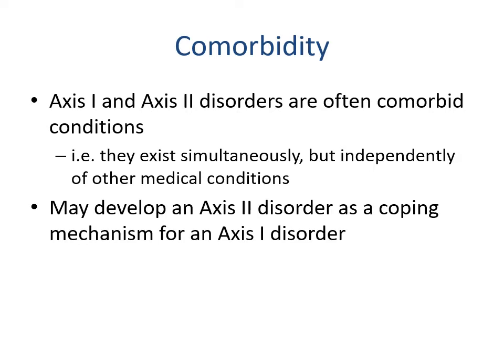Now, what we also have is comorbidity. As a concept from mental health, it is the fact that Axis 1 and Axis 2 disorders are often comorbid conditions. So they exist simultaneously, but independently of other medical conditions. Or someone may develop an Axis 2 disorder as a coping mechanism for an untreated or unresolved Axis 1 disorder.